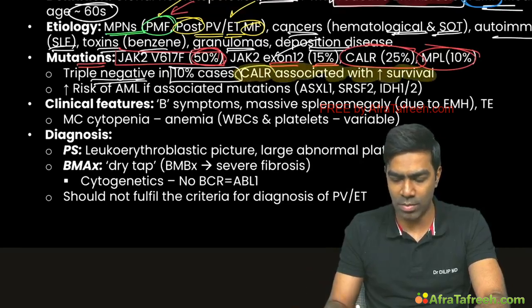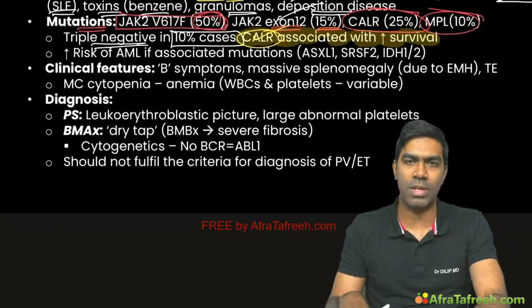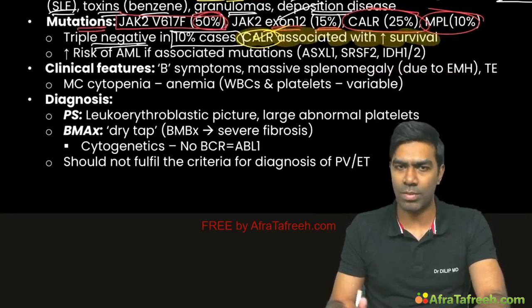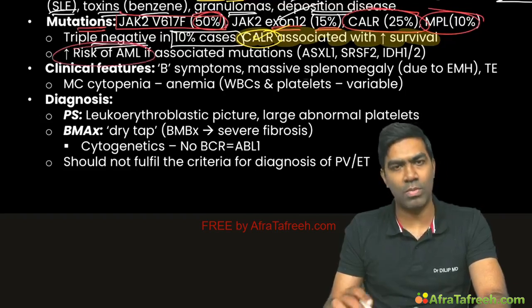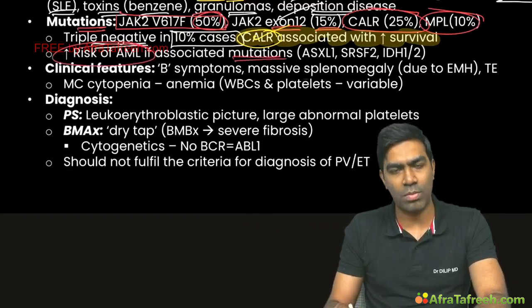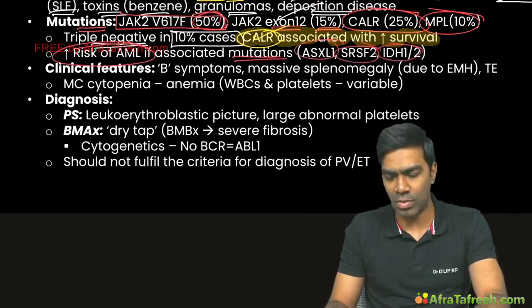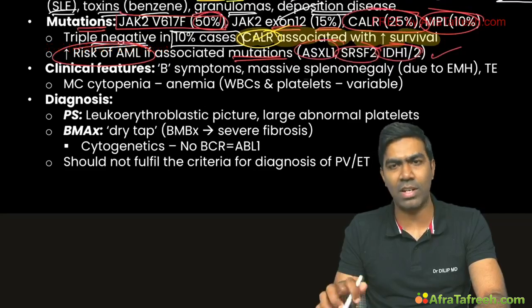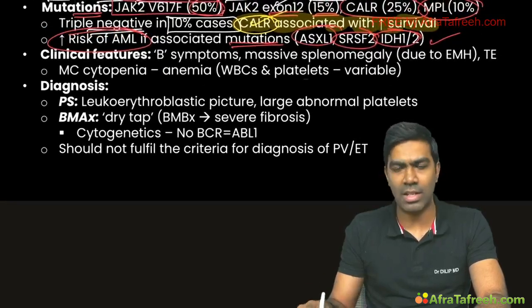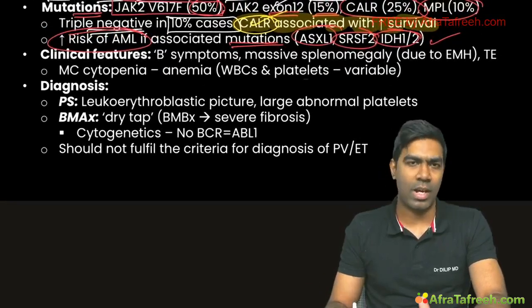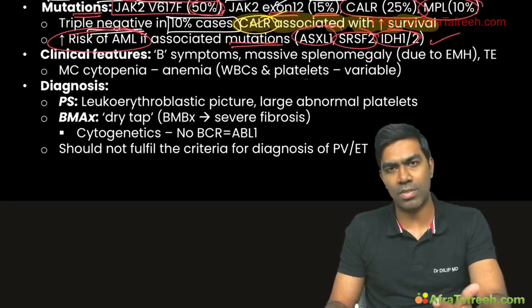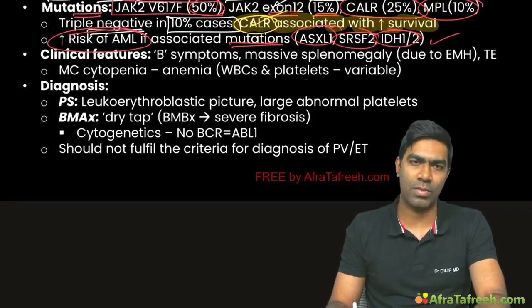So presence of CALR mutations is a sign of better prognosis in patients with primary myelofibrosis. And patients can get transformed into acute myeloid leukemia, and the risk is going to be higher with certain mutations like ASXL1, SRSF2, and IDH1/2 mutation. These are MDS related mutations, right? So if these are there, there is a higher risk of getting converted to acute myeloid leukemia, and some patients can get transformed into myeloid dysplastic syndrome as well.